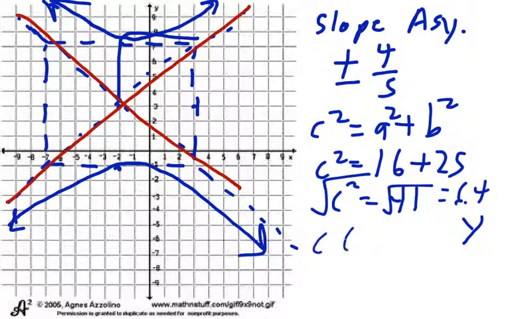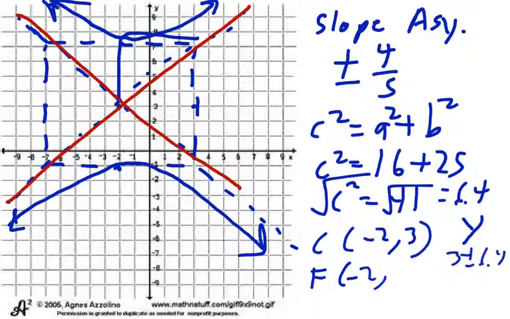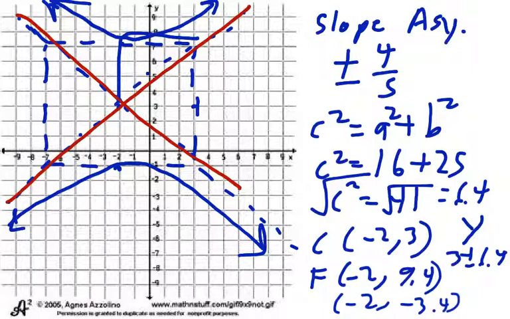So my center was at negative 2, 3. So my foci, the negative 2 stays the same. 3 plus 6.4 is 9.4. 3 minus 6.4 is negative 3.4. So 9.4 is up here, negative 3.4 is down here, and those are my two foci.